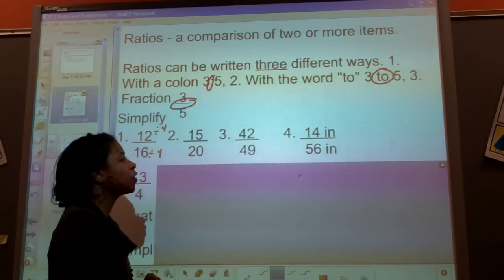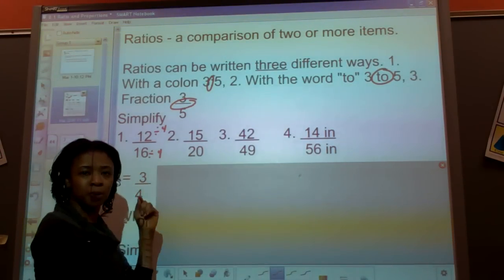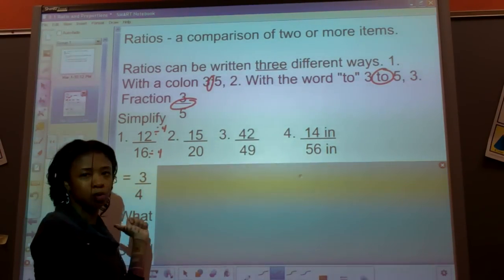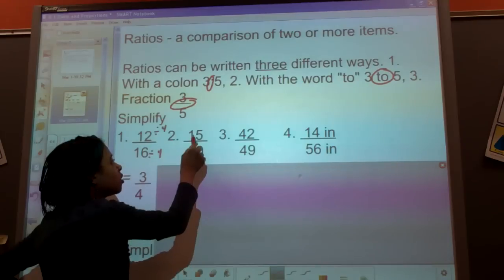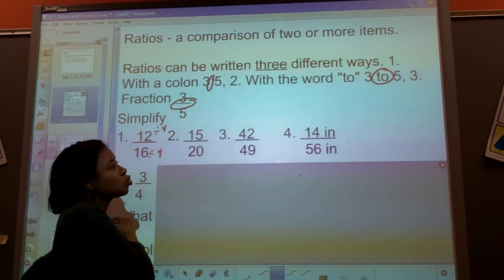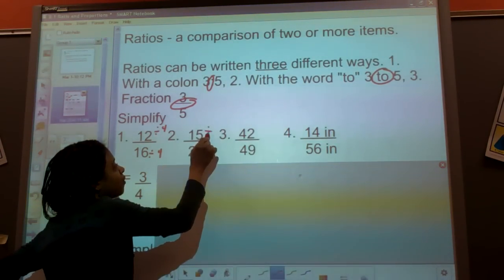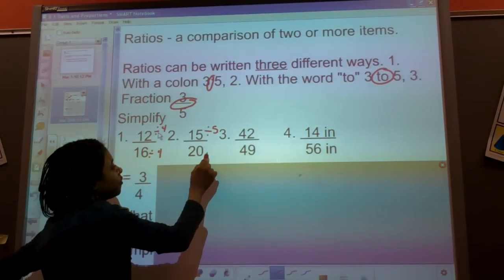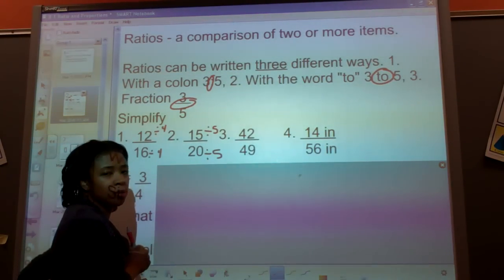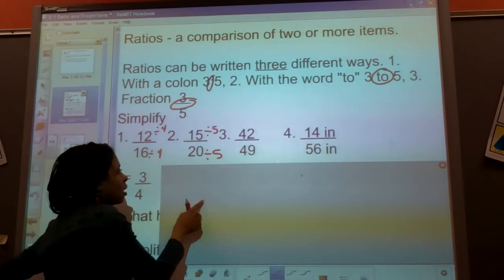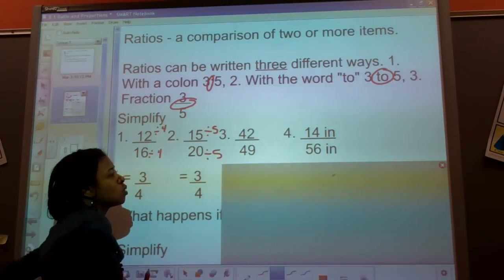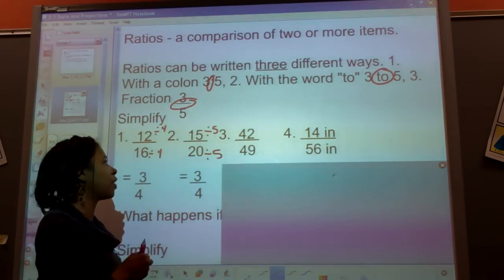Same thing with number 2, 15/20. If I want to simplify it, and a lot of people say reduce, but I like the word simplify, which I'll get into later, perhaps. The greatest common factor of 15 and 20 is 5. So if I divide the numerator by 5, I divide the denominator by 5. 15 divided by 5 is 3, and 20 divided by 5 is 4. So this will also be 3/4 simplified.